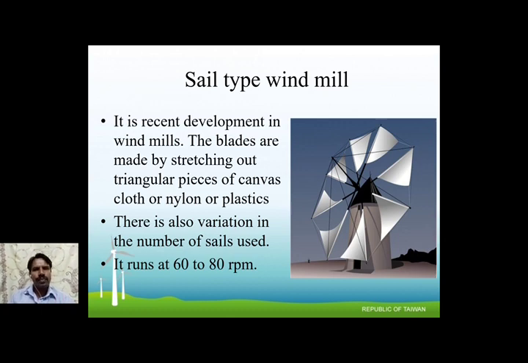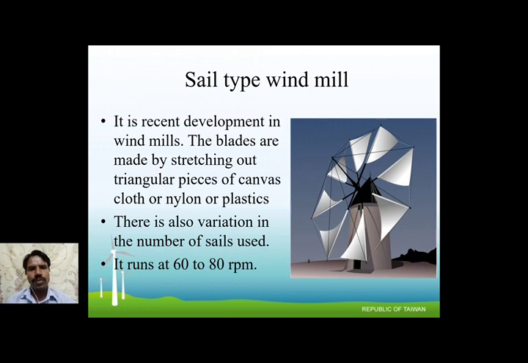And then the sail type windmill. It is a recent development in windmills. The blades are made by stretching triangular pieces of canvas, cloth, nylon or plastic. There is no restriction on the number of sails we can use. It should run at 60 to 80 rpm.